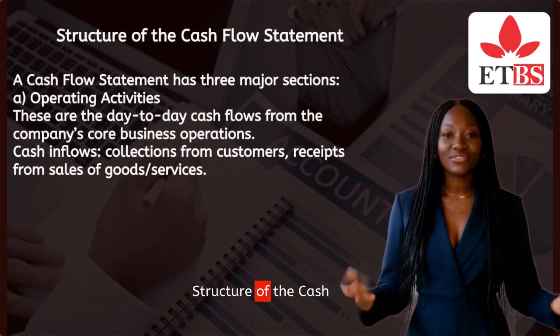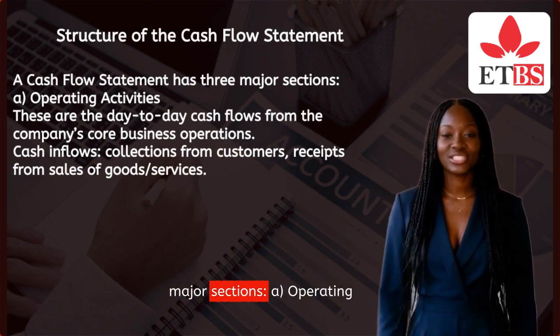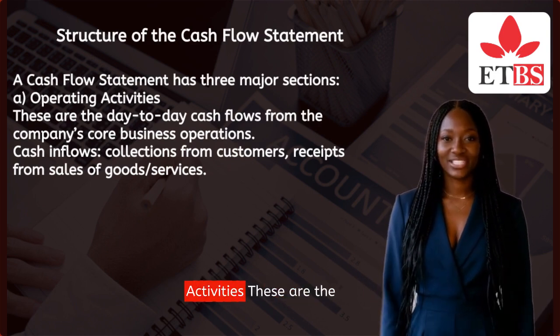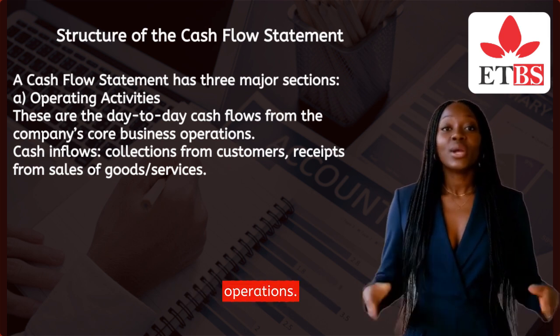3. Structure of the cash flow statement. A cash flow statement has 3 major sections. A. Operating activities. These are the day-to-day cash flows from the company's core business operations.